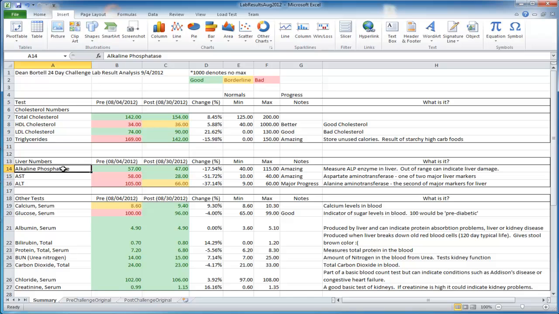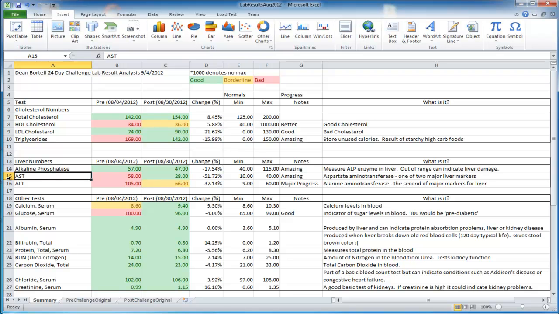If we look at the alkaline phosphatase, that's a tongue twister. What it does, it measures one of the enzymes in the liver called ALP. They use it to look at if it's out of range, it could indicate liver damage. Not necessarily by itself, but it's an indicator, one of three, that they look at in a basic test. So we can see that the normal would be 40 to 115. I started at 57. I ended at 47. So it's still great. Down 18%. Still above that min, looking good.